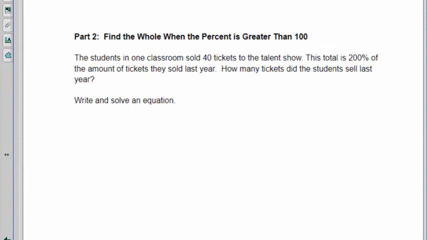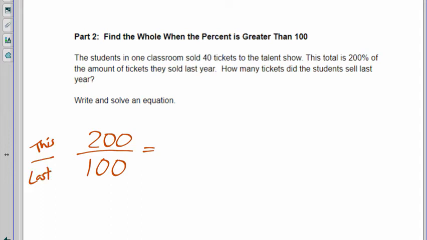All right, now we're working with percents greater than 100, but that's no problem. Students in one classroom sold 40 tickets to the talent show. This total is 200% of the amount of tickets they sold last year. How many tickets did they sell last year? Well, again, we're going to go part to whole, part to whole. In this case, the part's bigger than the whole. It's 200%, 200 per 100. And keeping in mind, this is this year to last year, that tells me my 40 has to go on top. That's how many we sold this year, and we're trying to find out how many we sold last year.